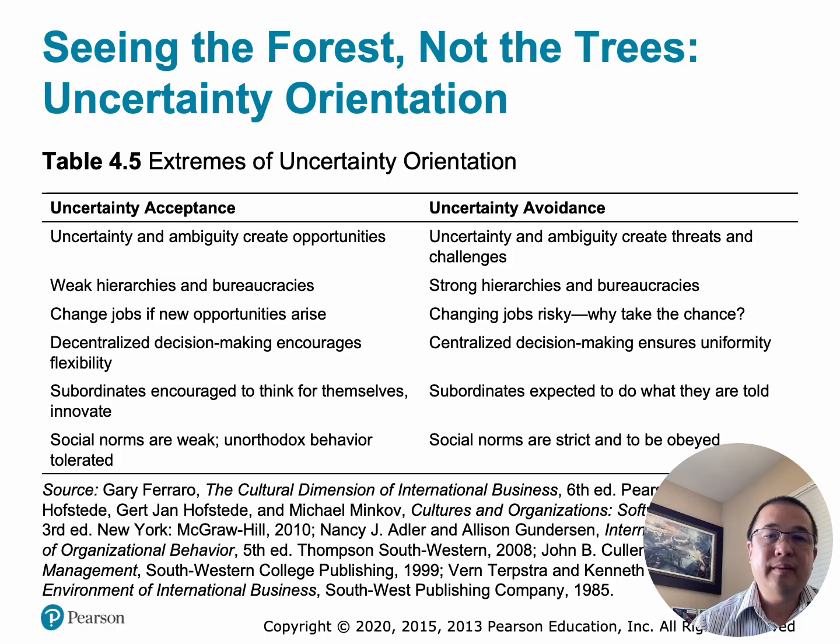Now on the right side, these are examples of uncertainty avoidance. These cultures prefer stability, structure, and predictability. Key characteristics here are that uncertainty creates threats and challenges. People try to minimize risk and avoid unknown situations. As an example, businesses carefully analyze every risk before expanding.